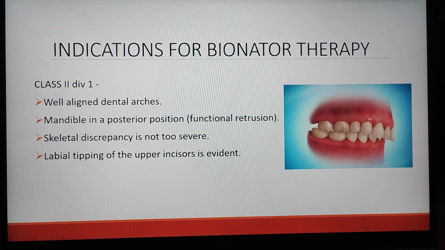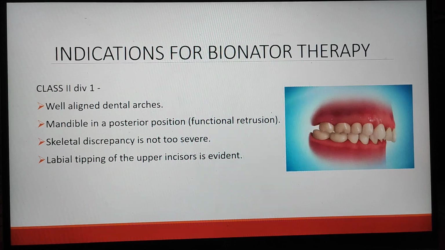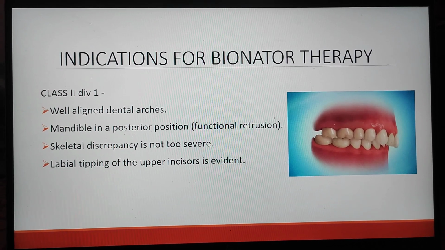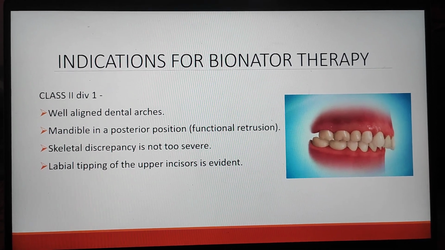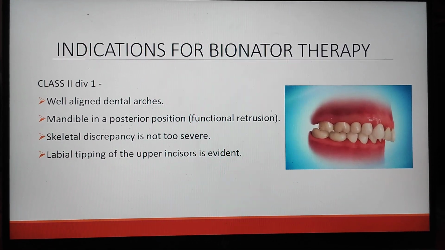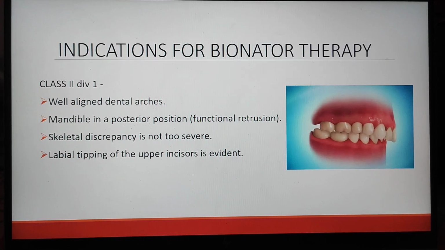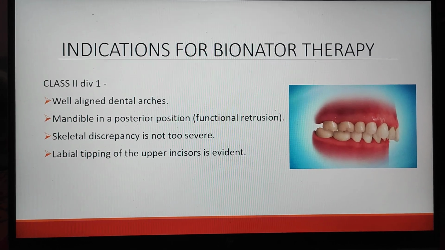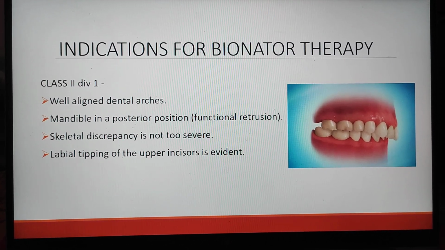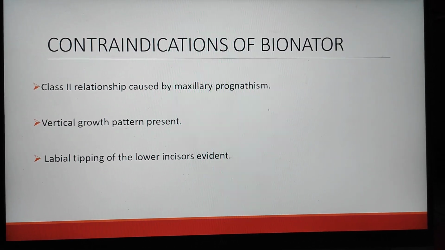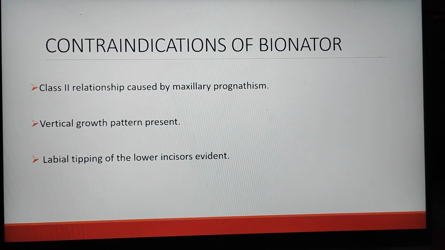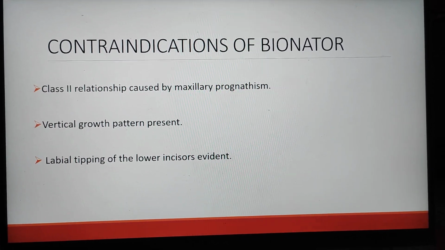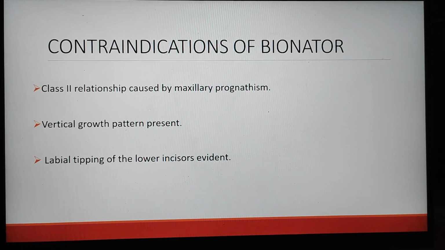Now we'll see what are the indications of bionator therapy. It can be indicated in class 2 division 1 malocclusion, in class 3 malocclusion, and in open bite cases. In class 2 division 1 malocclusion, it can be indicated in cases where there are well aligned dental arches, where the mandible is in a posterior position, that is functional retrusion, the skeletal discrepancy is not too severe, and the labial tipping of the upper incisors is evident. However, it is contraindicated in cases where there is a class 2 relationship caused by maxillary prognathism in a vertical growth pattern, and in cases where there is lower lingual procumbency.